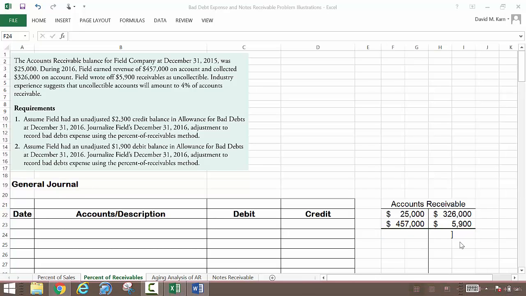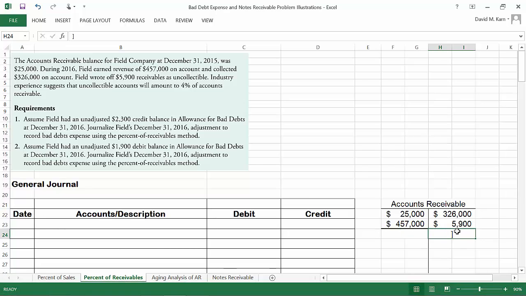Okay, so now we can get the proper balance here by taking the 25,000, adding the 457, subtracting out the 326, as well as the 5,900. There we go. So we see that our current balance of AR is $150,100.